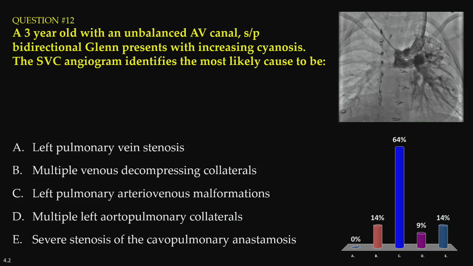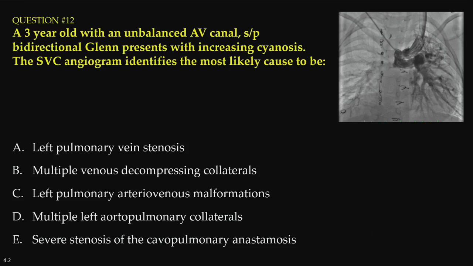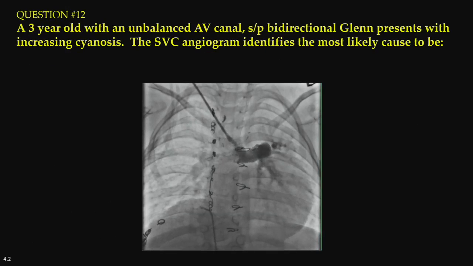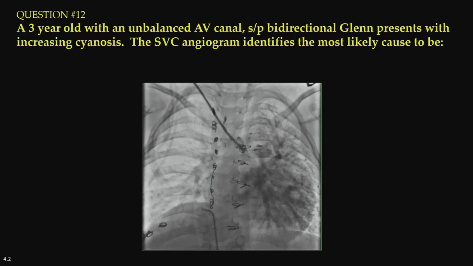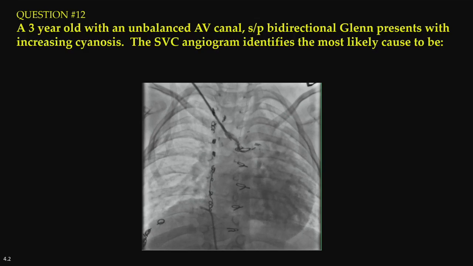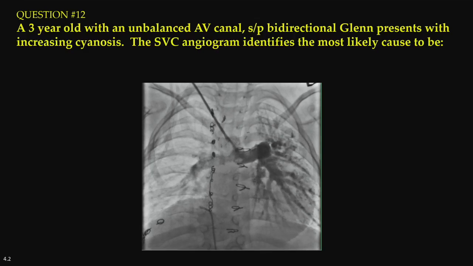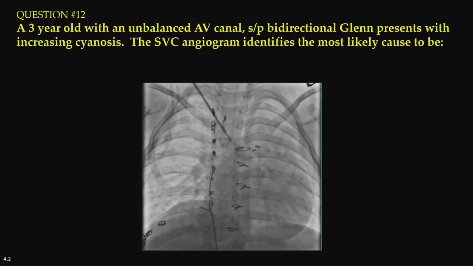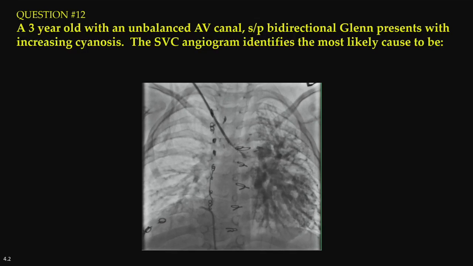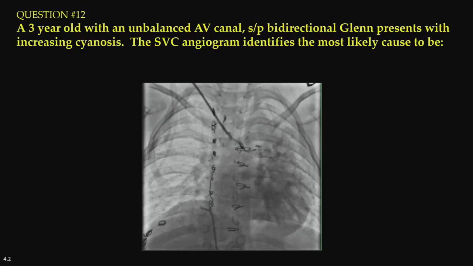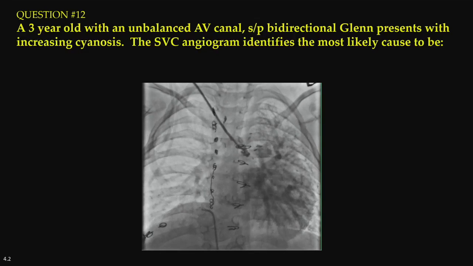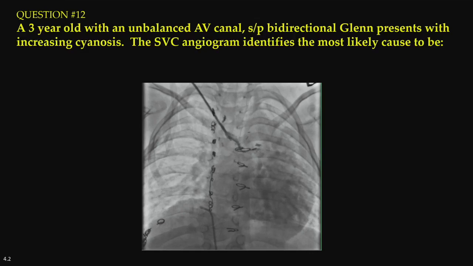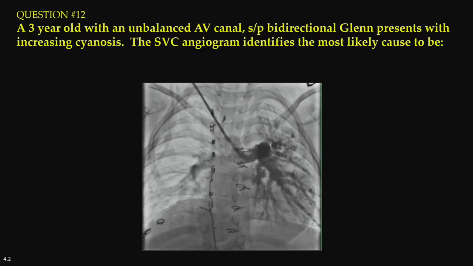C, yeah, that's the correct answer, left pulmonary AVM. So going back to this, you have an SVC angiogram. Basically, you see most of the flow goes to the left lung. You see the pulmonary arteries there, and they look really abnormal, and then you immediately see pulmonary venous return. So this is a classic picture of pulmonary arteriovenous malformations. This child has lost the normal circulation that goes from artery, arteriole, capillary, venule, and then vein.